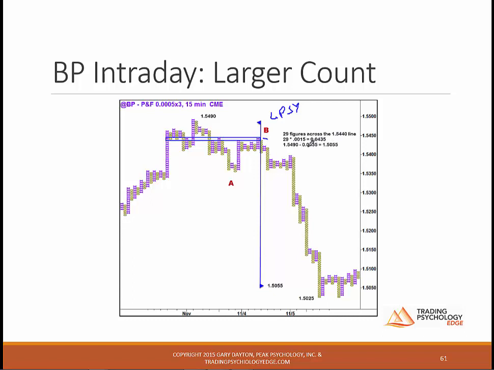So we would subtract that from the high here of 1594, and that gives us a projection down to 1.5055. You can see that here. And the market comes down a little lower than that, but it comes down to basically that point. All right.